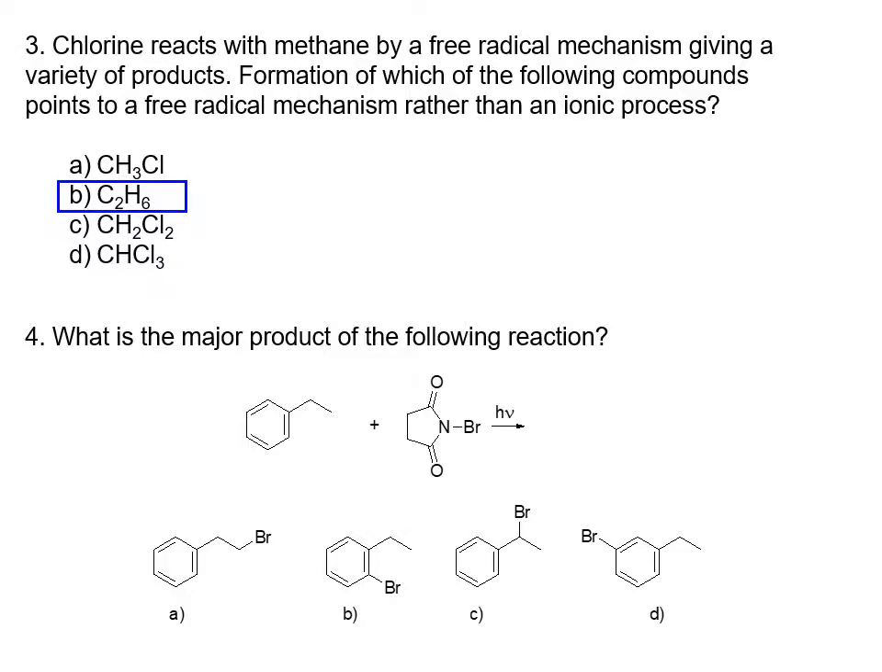This compound, having a benzene ring, has a benzylic position. The benzylic position is the carbon attached to the benzene ring, and that's where bromine substitution will occur, on the carbon attached to the benzene ring. That's carbon C.